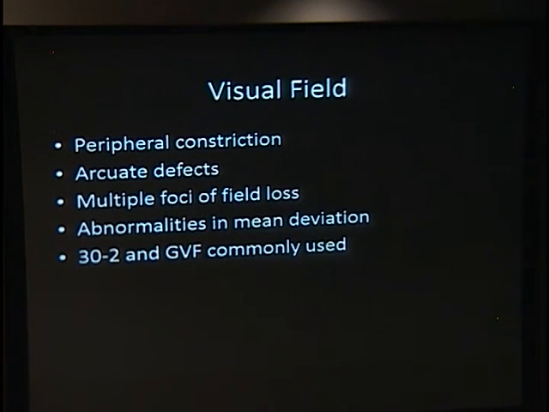They tend to have any number of different changes. They can have peripheral constriction, arcuate defects, multiple foci of field loss, but the abnormalities and mean deviation can be helpful to follow for these patients. And a 24-2 is not often good enough to really follow these patients long term. You want to get out to that peripheral field. So a 30-2 or a Goldmann visual field are helpful.